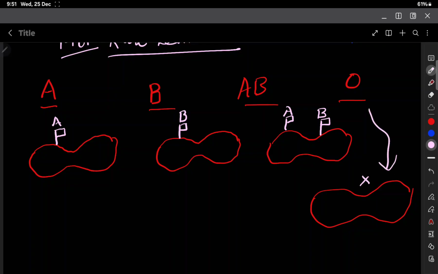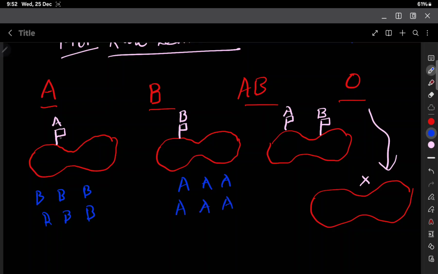So A contains A antigen, B contains B antigen, AB contains antigen A and antigen B, while O contains no antigen. It is devoid of antigens. And A contains antibodies against B. B contains antibodies against A.